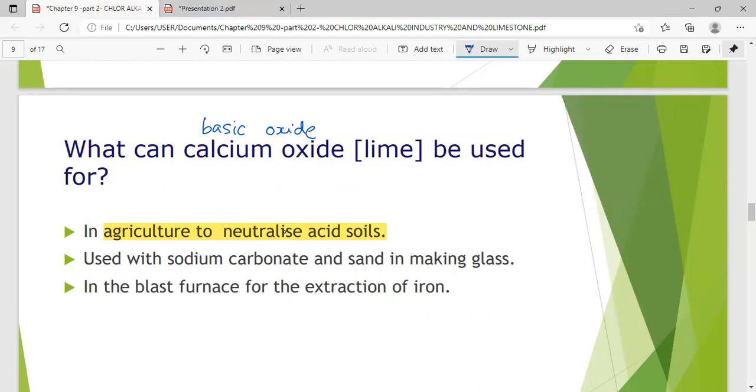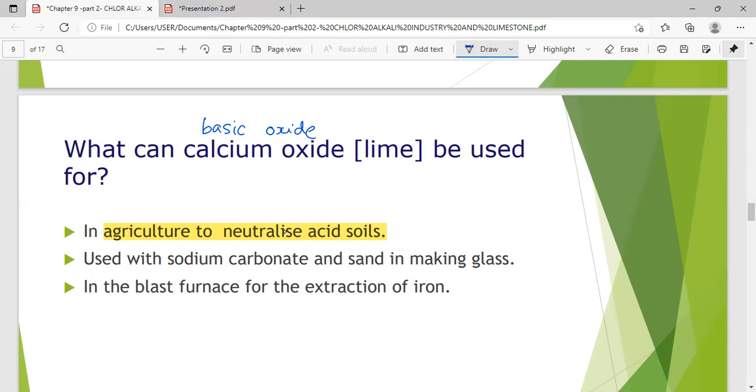Now, what makes soil acidic? We have learned this before. Correct. Soil becomes acidic due to constant use of fertilizer and also due to acid rain. All these will increase the acidity of soil. So calcium oxide is put in the soil to neutralize the acidity.